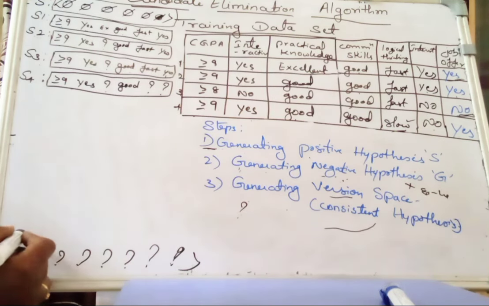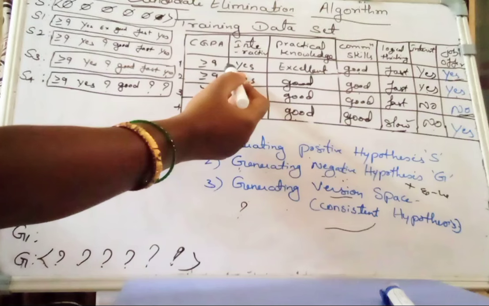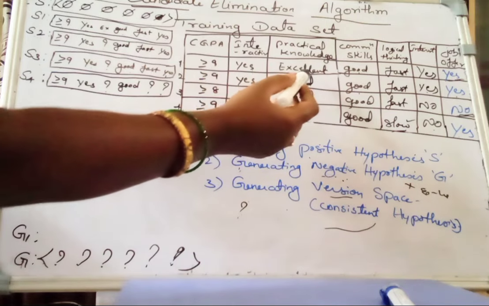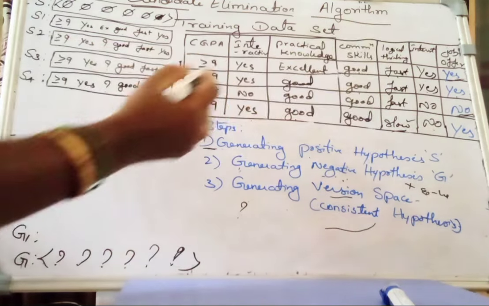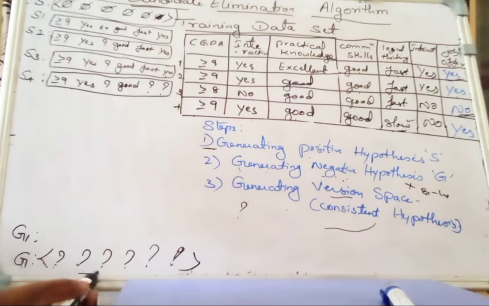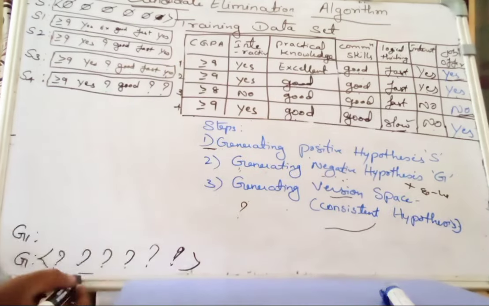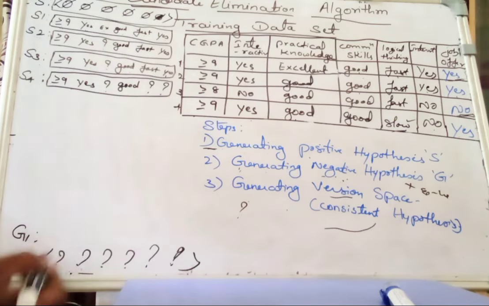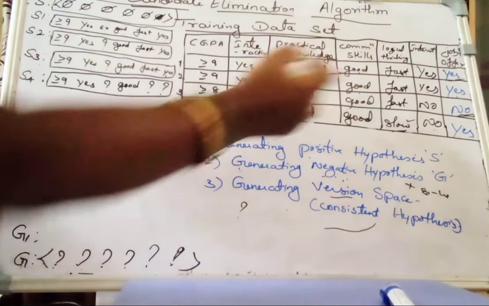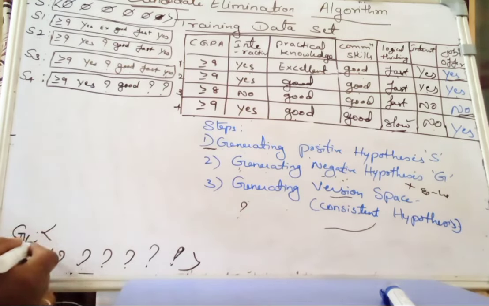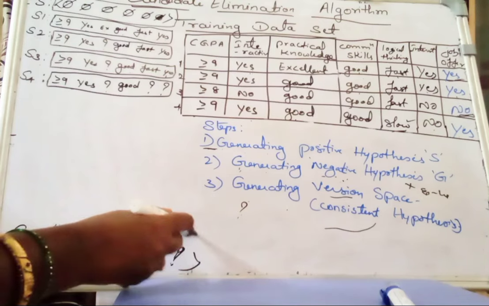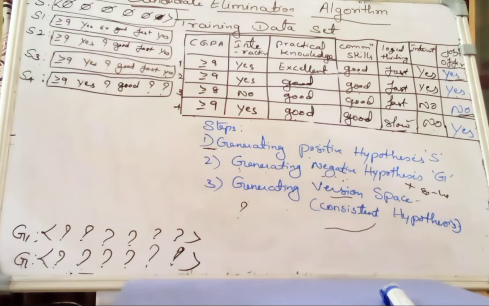Okay. Next I have to generate my G1, general hypothesis G1. Again the same procedure. Copy the first instance. The first instance is what? You have greater than or equal to 9, yes, excellent, good, fast, yes. So to match this, this generalized hypothesis itself is sufficient. So it can be question mark, it can be anything, the instance can be anything. If you have yes, it will say yes. If you have no, it will say no. So whatever might be the attribute values, G0 itself is the same as G1. So G1 also will have the same hypothesis set which will satisfy our instance I1. Okay. Next you compare G2.